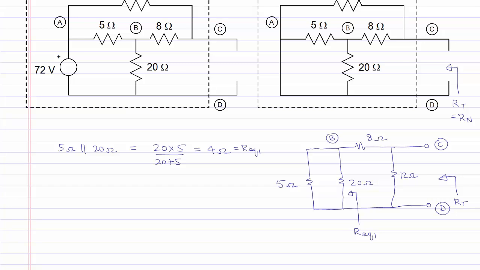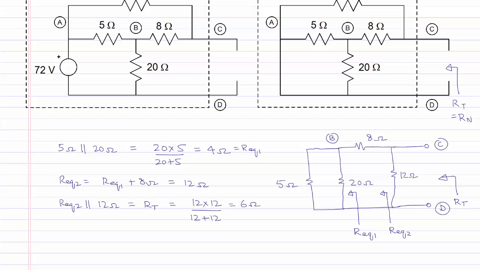Next, the 8 ohm resistor is in series with REQ1, and the equivalent resistance looking in from the terminals shown, we will call this resistance REQ2, and REQ2 is equal to REQ1 plus 8 ohms, which is equal to 12 ohms. Finally, we have REQ2 in parallel with the 12 ohm resistor, which will give us RT, and this will be equal to the product of the two, which will be 12 multiplied by 12 over the sum of the two, which is equal to 6 ohms.